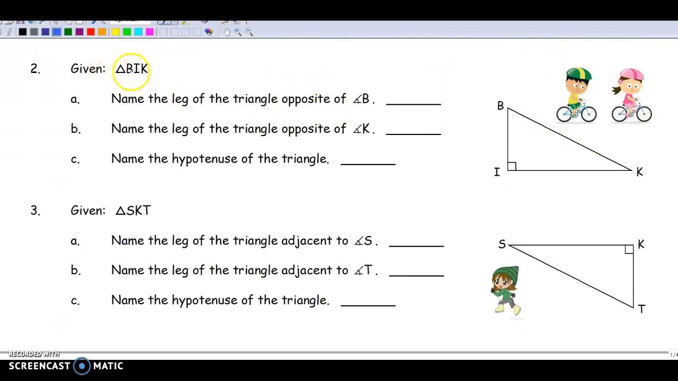Alright, so this one we've got given triangle BIK, name the leg of the triangle opposite angle B. So if we're talking about angle B, the leg or the side that's opposite angle B, so the side that does not touch angle B would be this side over here, which is IK, and we'll use our little segment symbol.